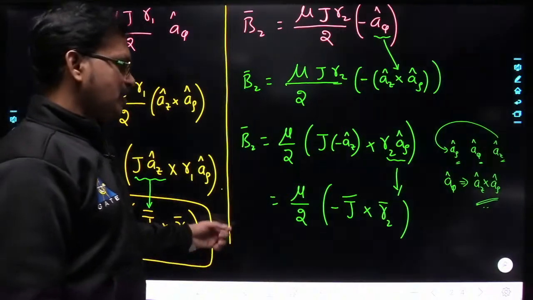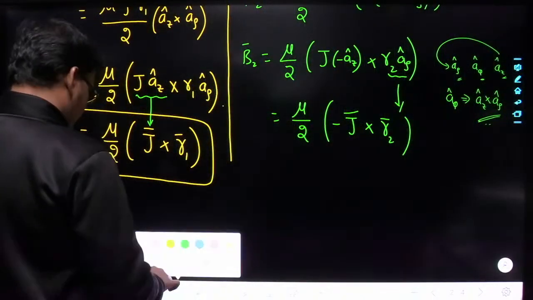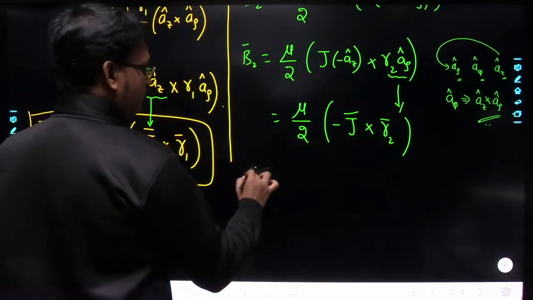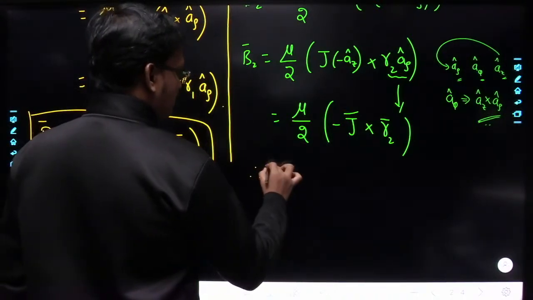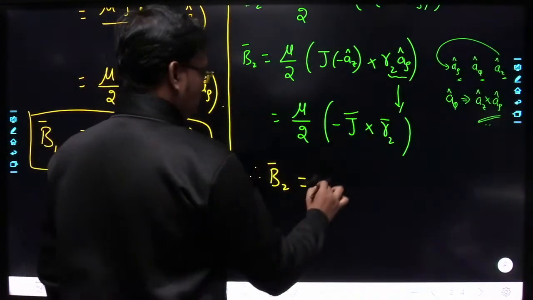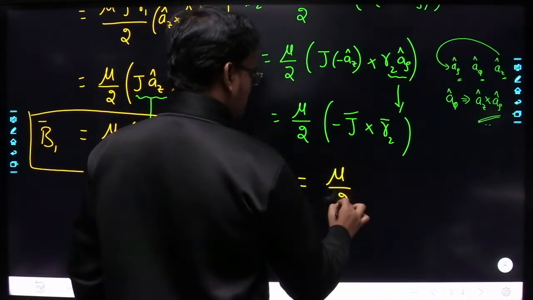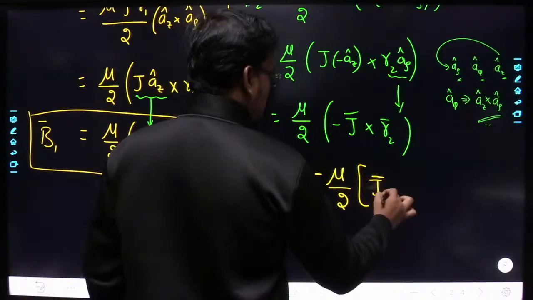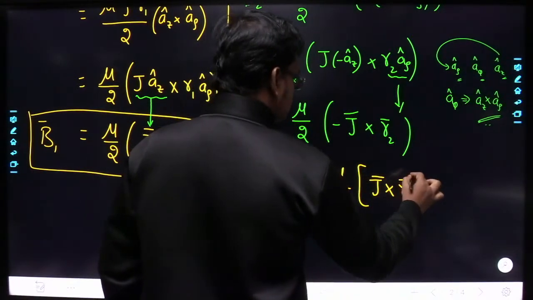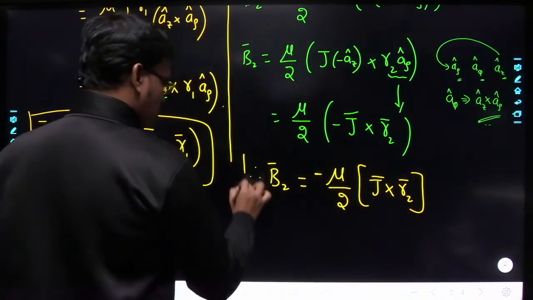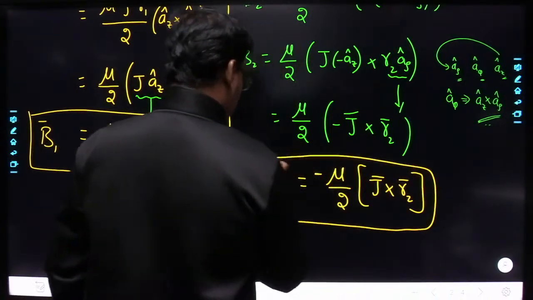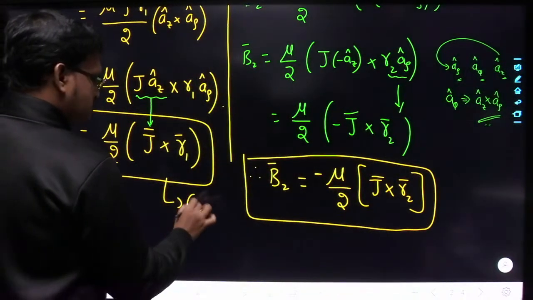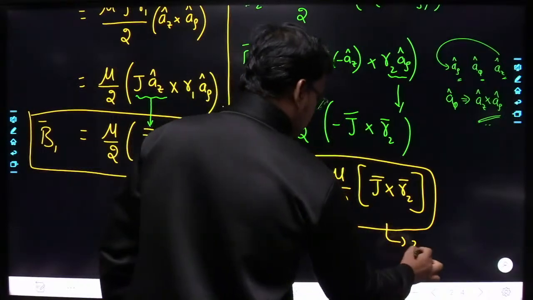Right? Okay. So this is equal to what? So therefore you are going to get B2 bar is equal to what? It is equal to minus mu by 2 into J bar cross R2 bar. Right? Okay, so let us say this is equation 1 and let us say this is equation 2.